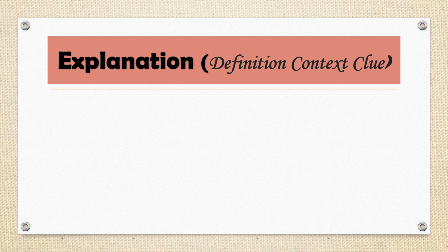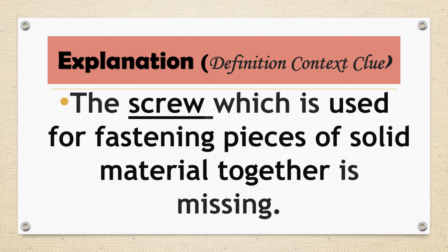Make sense? Next is explanation or definition context clue. The unfamiliar word is being explained in the sentence. Thus, we could simply imply that this clue leads us to the definition of the unfamiliar word. Let's say, for example, the sentence is like this. The screw, which is used for fastening pieces of solid material together, is missing. Our unfamiliar word is screw. So, just like what I mentioned earlier, we have the explanation about the unfamiliar word within this sentence.